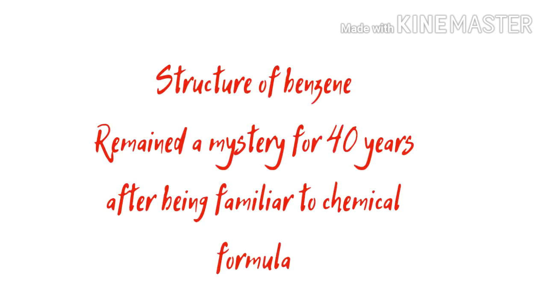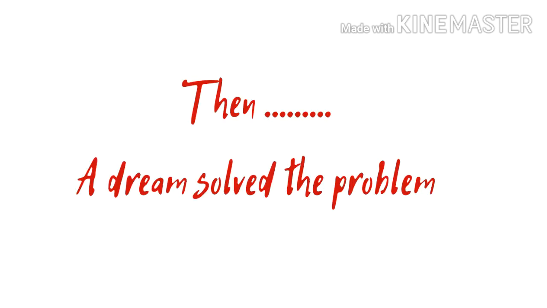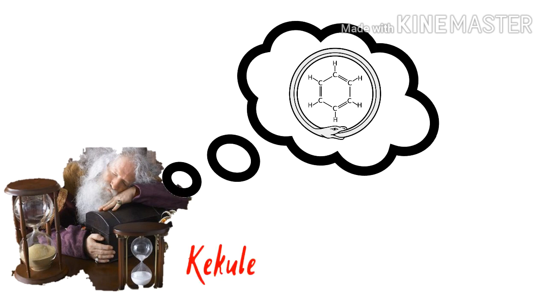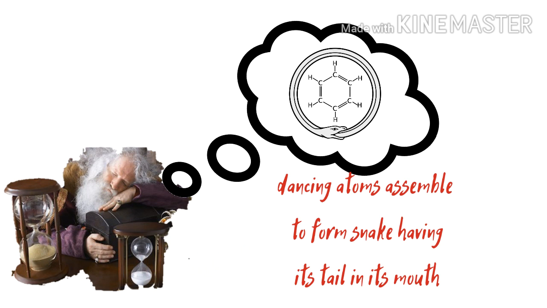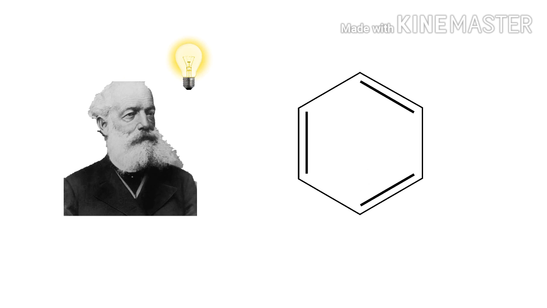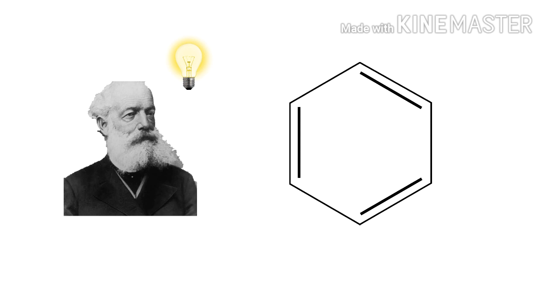The structure of benzene remained a mystery for 40 years after the chemical formula became familiar, and that is such a long time in the field of research. Then a dream solved the problem. The famous Kekulé, who was sleeping, saw a dream. He saw dancing atoms assembled to form a snake, and the snake had its tail in its mouth, forming a ring. So that idea enlightened his mind to design the regular ring structure of benzene.